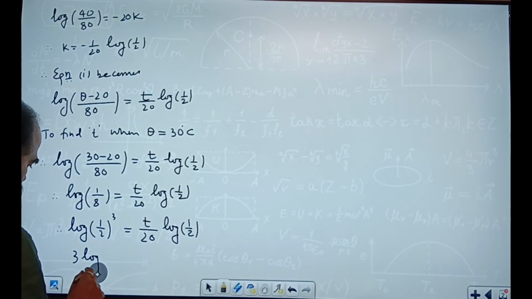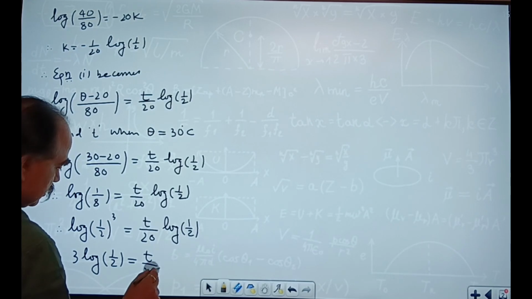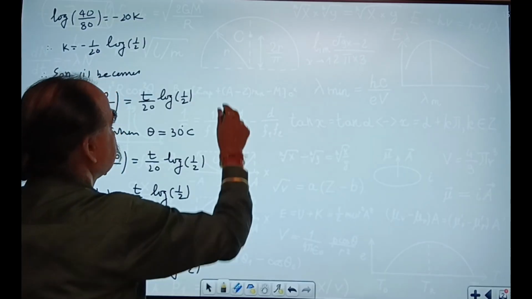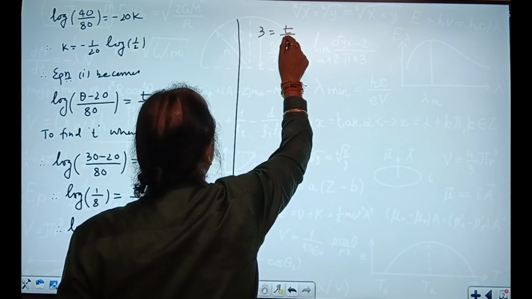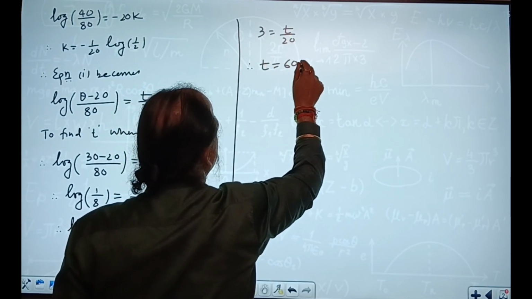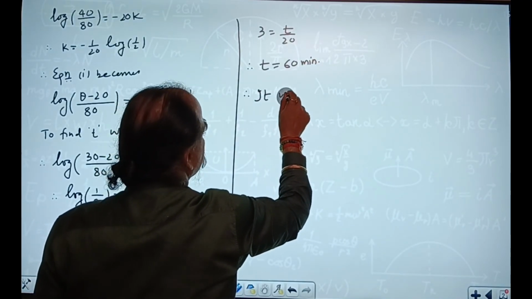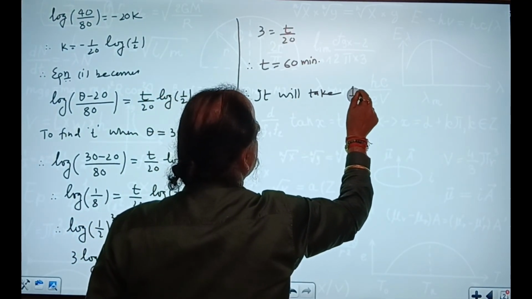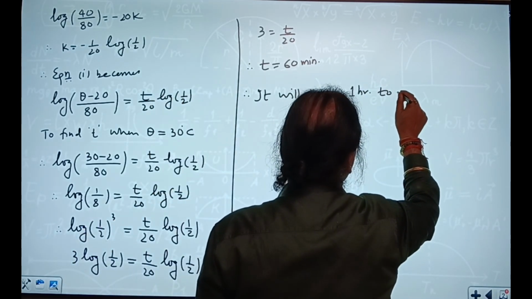So 3 log 1 by 2 is equal to t by 20 log 1 by 2. Log 1 by 2 will get cancelled. So 3 is equal to t by 20. So t is equal to 60 minutes. Therefore, it will take 1 hour to become temperature 30 degrees Celsius.